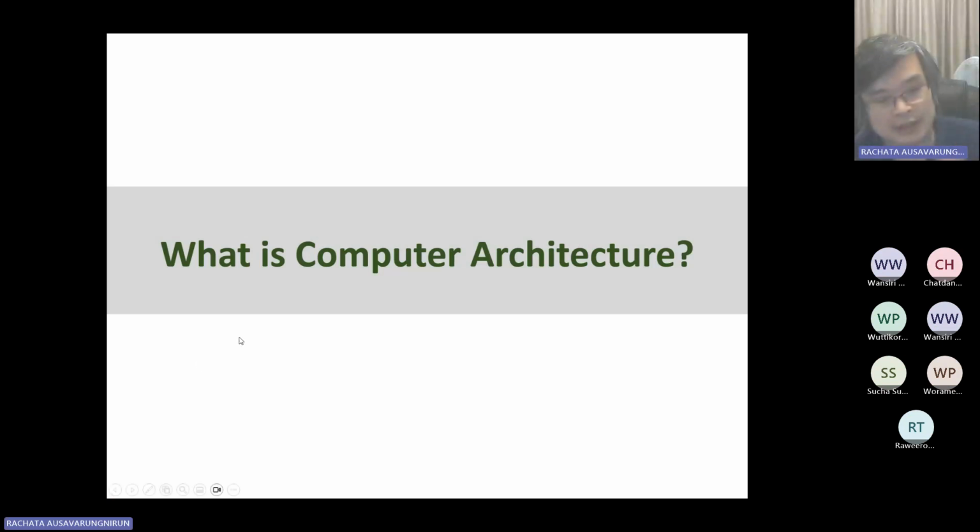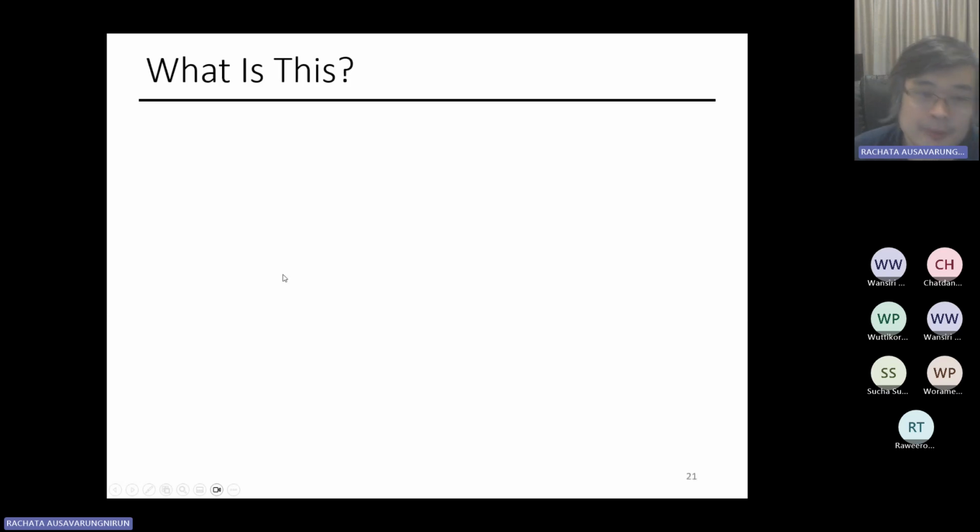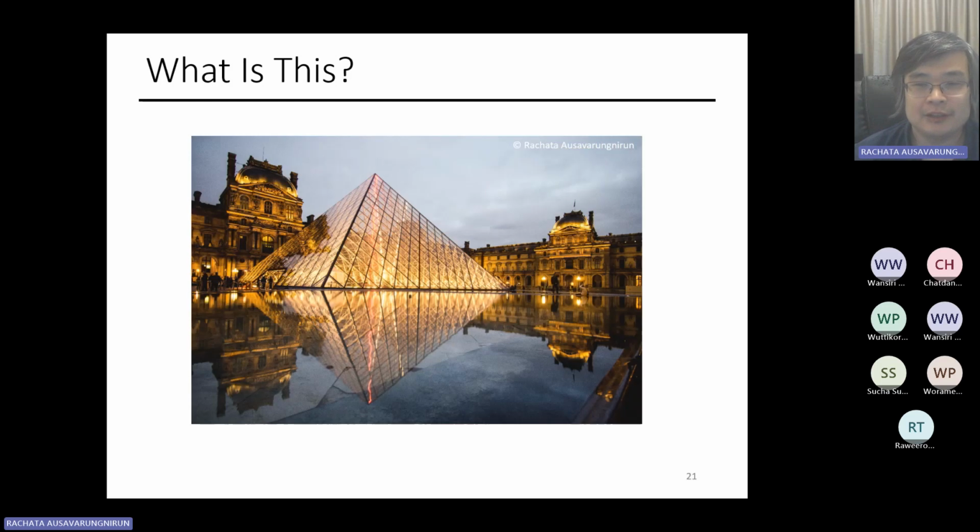Okay, so we're gonna follow through from all this admin stuff and intro with actually what is computer architecture, right? What do we do? So I'll motivate it by showing this. Anyone been there or even know what this place is?